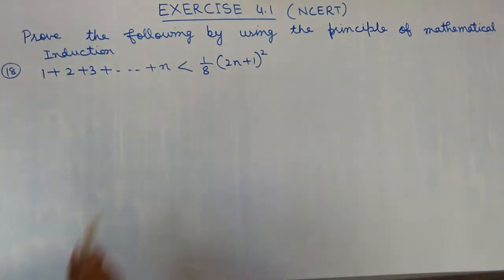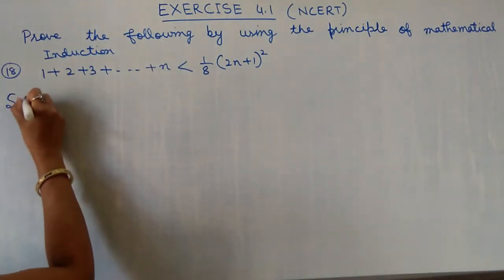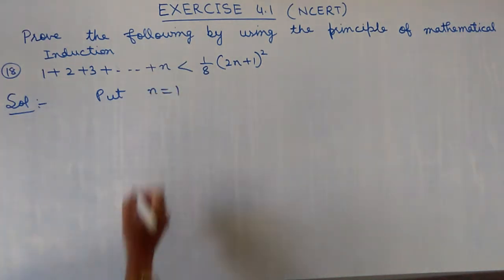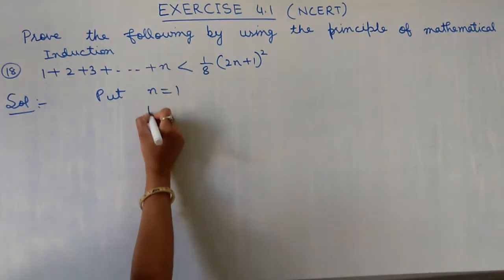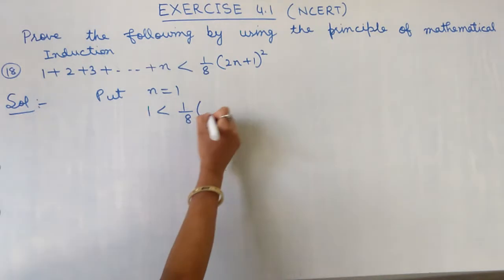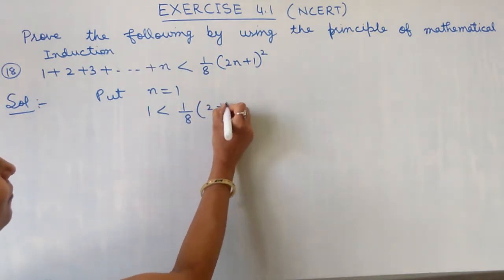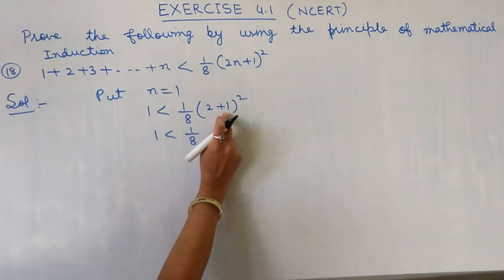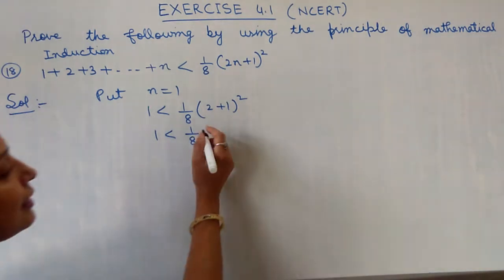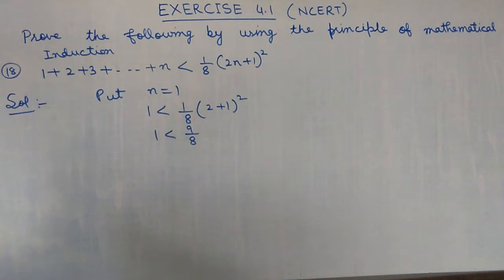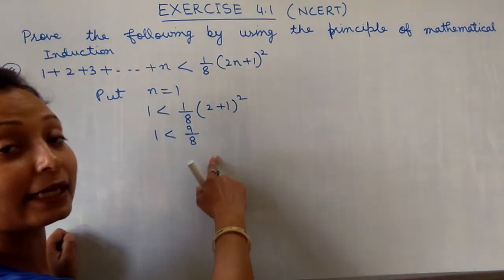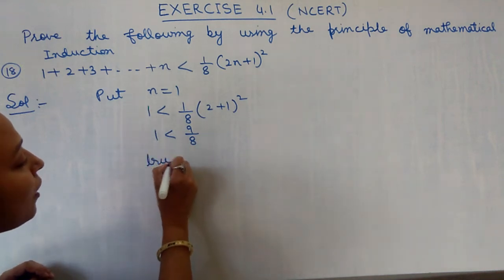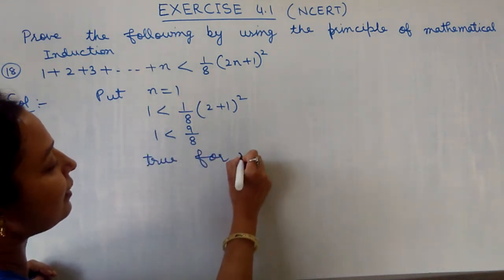My question is here and I will solve the answer by putting n equals 1. When you put n equals 1, you have to check this: 1 is less than 1 upon 8, 2 ones are 2, plus 1, whole square. 1 is less than 1 by 8 into, 2 plus 1 is 3, 3 threes are 9. So it equals 9 by 8. Yes, 9 by 8 is more than 1. So it is true for n equals 1, right?